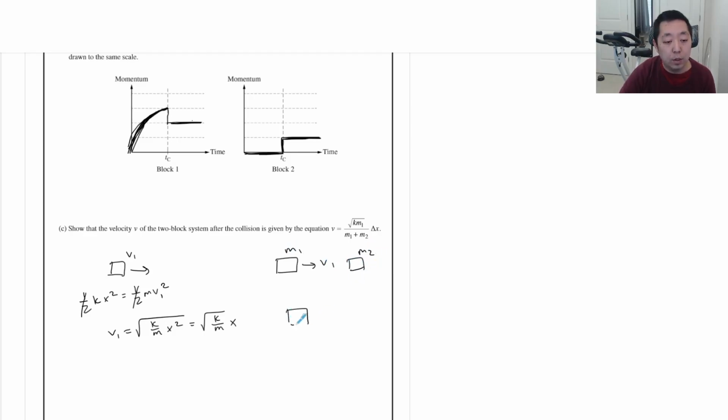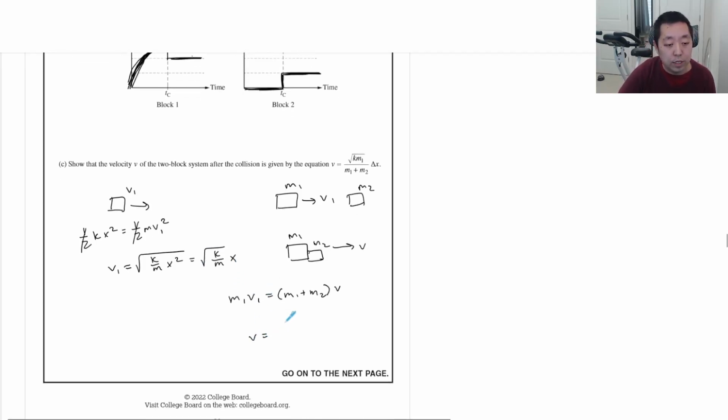And then they both move off together with a v. So then you would say m1 v1 is equal to (m1 plus m2) v. But you know what v1 is. It's equal to that guy. Or you could solve for v. It's m1 v1 over m1 plus m2. And that's m1 over m1 plus m2.